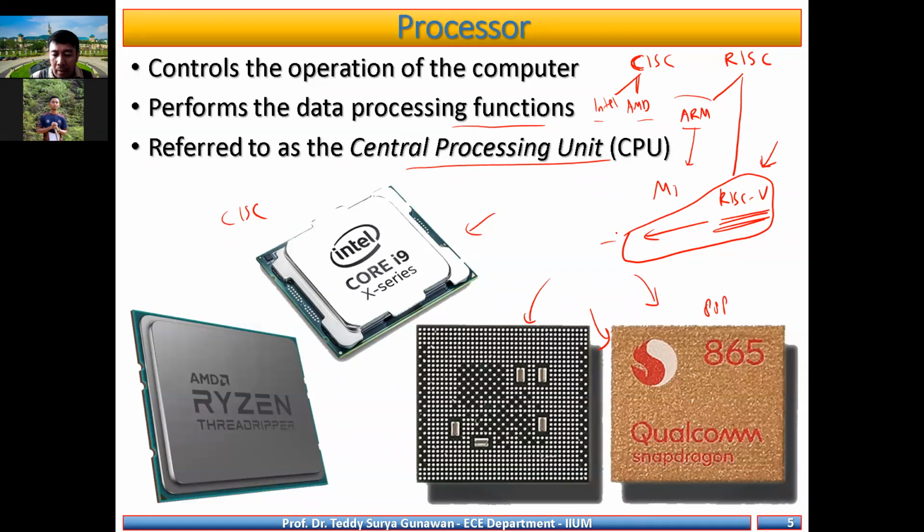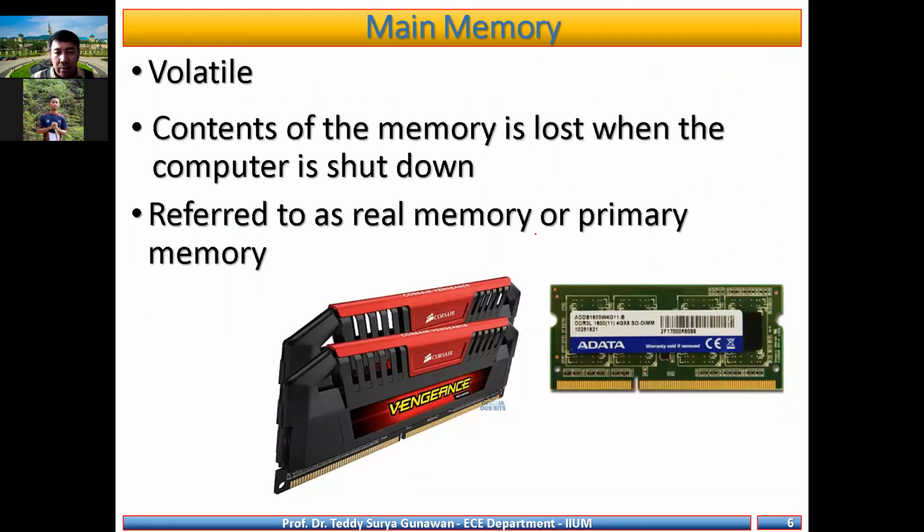Okay, then we have, of course, main memory. It's volatile, so when you switch off, the data will be lost. This is referred to as real memory or primary memory. Even here, you have several architectures. Single data rate, you have double data rate, DDR2, DDR3, 4, and then most recently DDR5. And you also have different form factors.